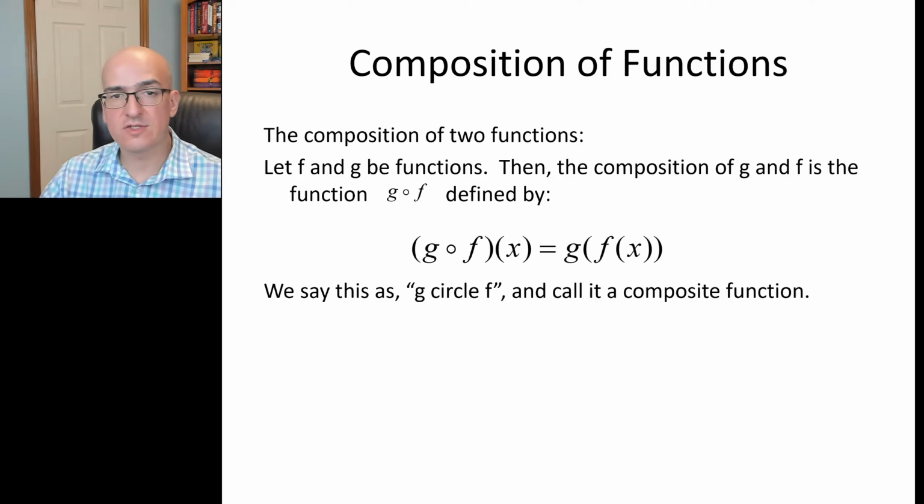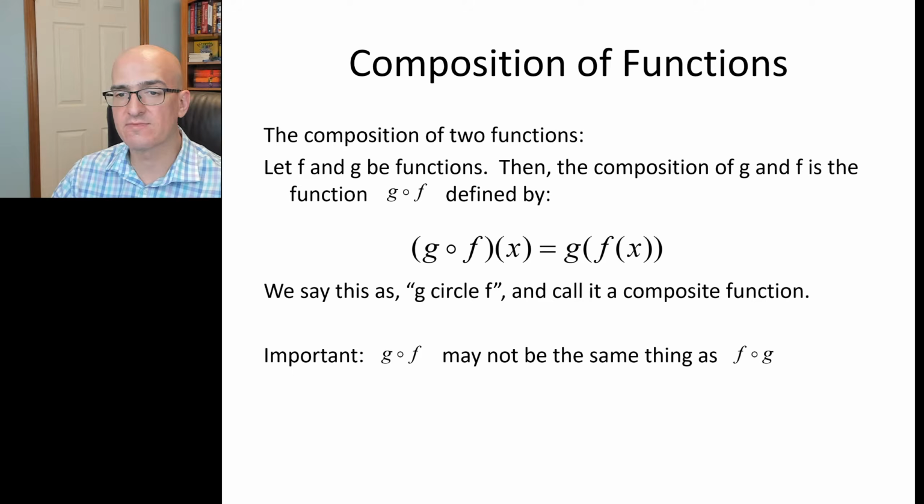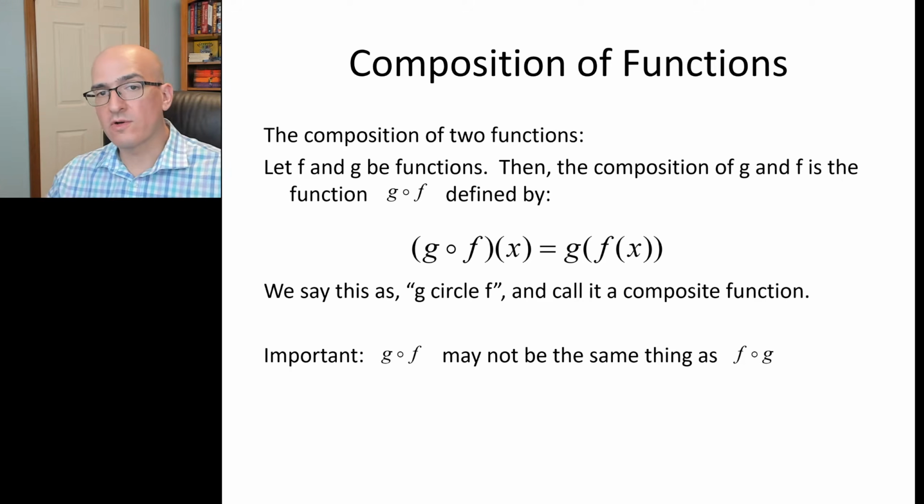Okay, and this new function is called the composite function. It's been composed of two ingredient functions, f of x and g of x. The order in which you do the composition will usually, but not always, change what the resulting function is. Another way of saying that is that g circle f is not necessarily the same thing as f circle g.